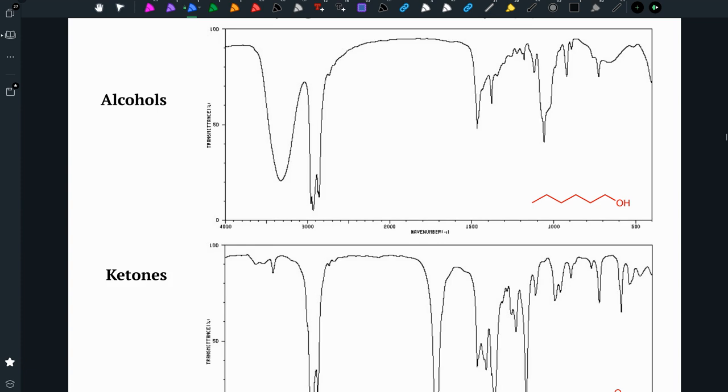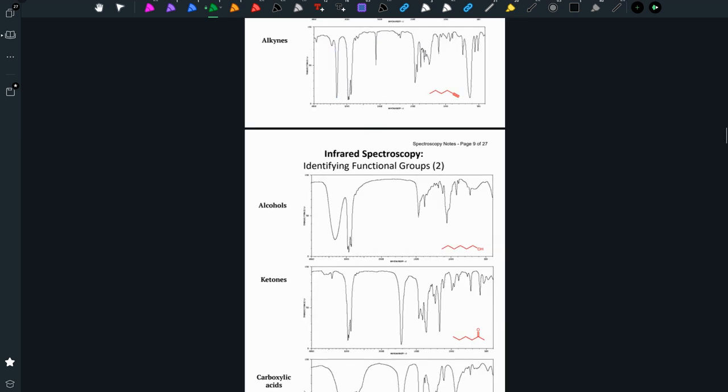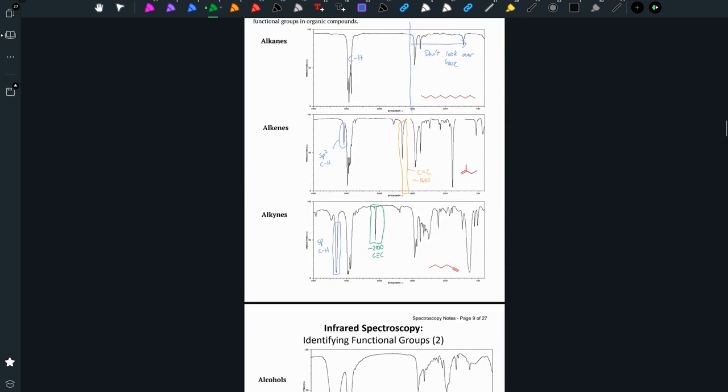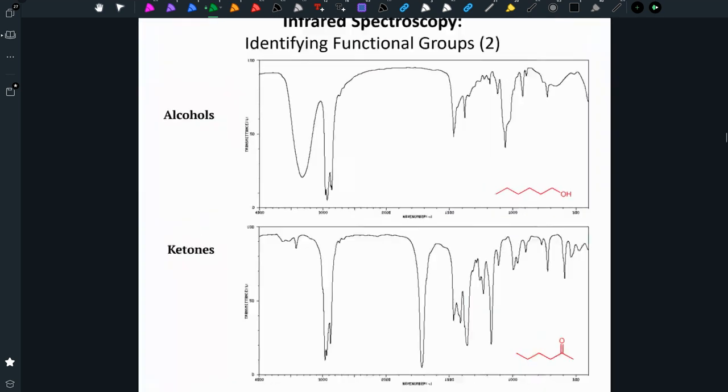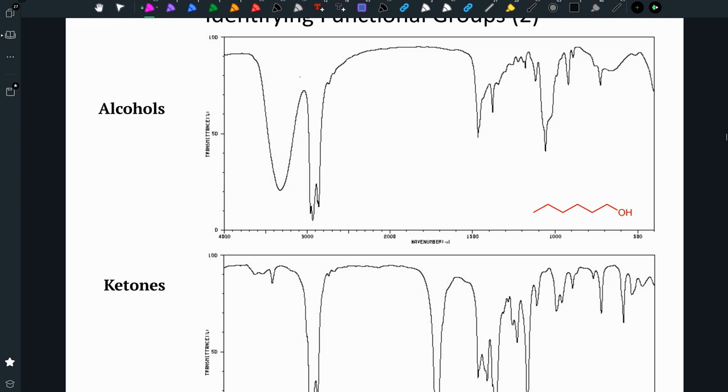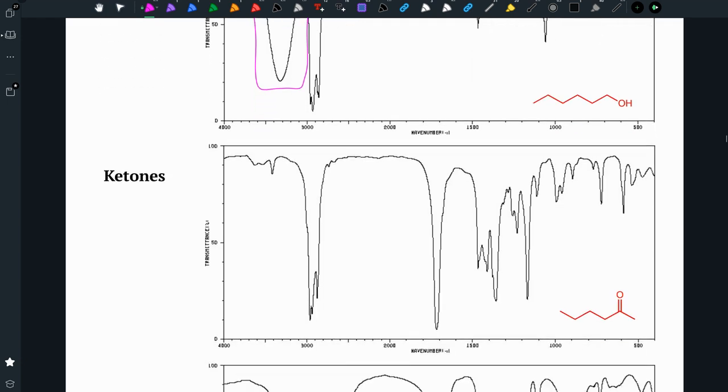All right, now an alcohol. Aha, here's all the way on the left. Here's my broad peak. Let me try and be consistent in terms of colors. I've used green and orange, so I'll use pink for my OH peak. Big, wide, usually a good indication that you have an alcohol.